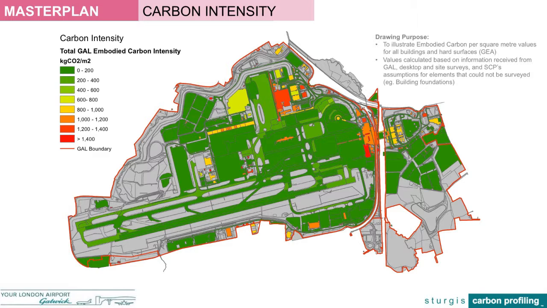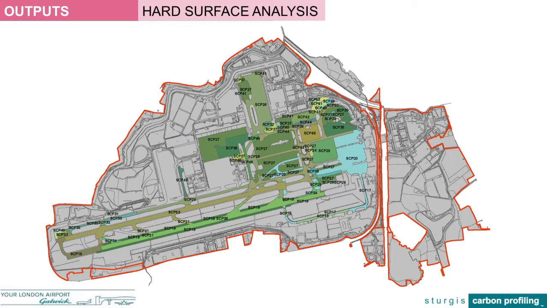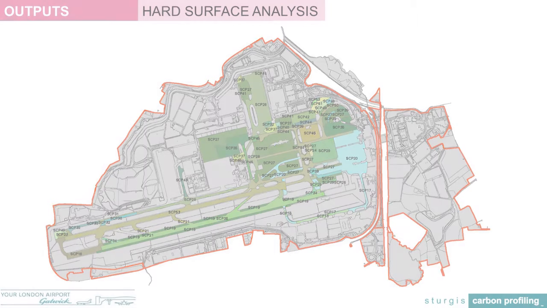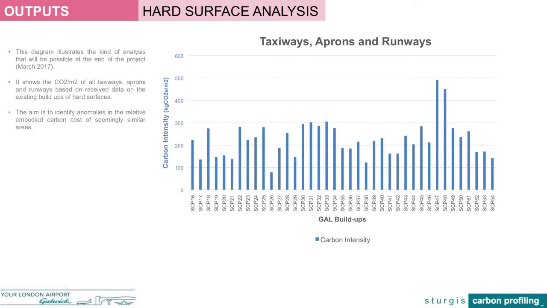And interestingly, the amount of built area and the amount of green area at Gatwick is about the same. So it's about 50-50 green. And to give you an example of one of the kind of studies we've done. So this is all the hard surface. This is a hard surface analysis. And what we've done is highlight each of these. And behind them, in our data sheets, we've got the build-ups of each of those hard surfaces. So this represents all of the hard surfaces, and all the different build-ups.